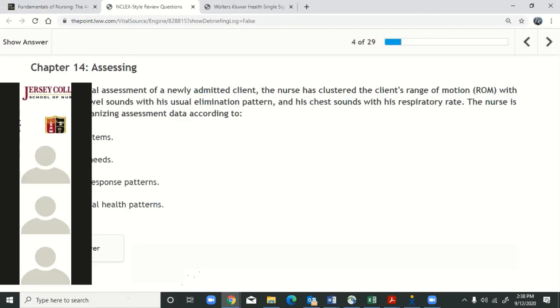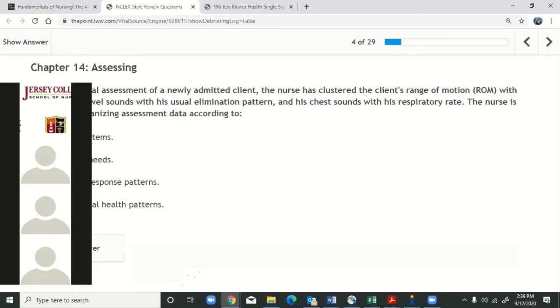Okay, so you're looking at the respiratory system all together. You're listening to the sounds, the rate, the depth, how many per minute, all that good stuff. When you're looking at the bowel sounds, you're looking at the elimination pattern, the bowels, how often does he move them? His range of motion and his gait go together with something else. But you're putting all the things that go together, right?